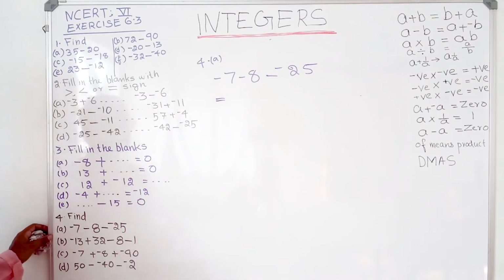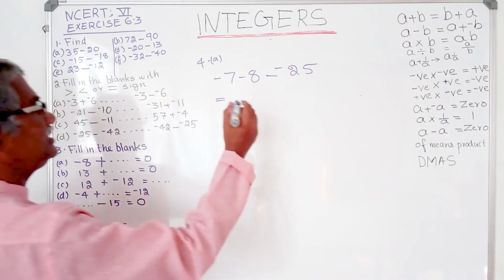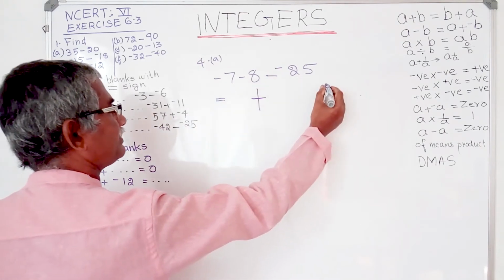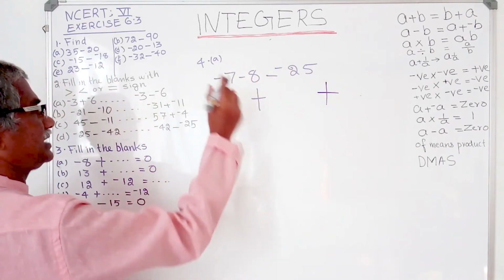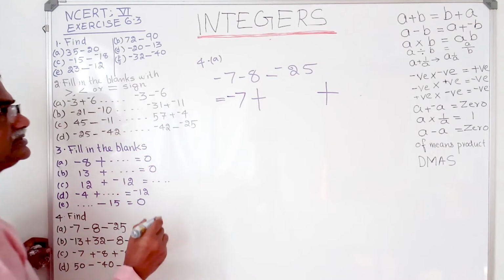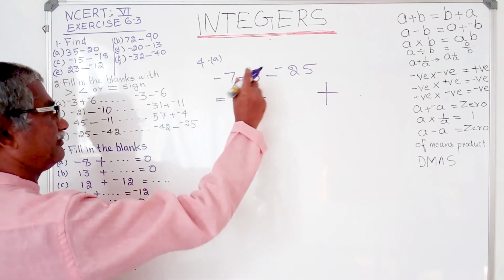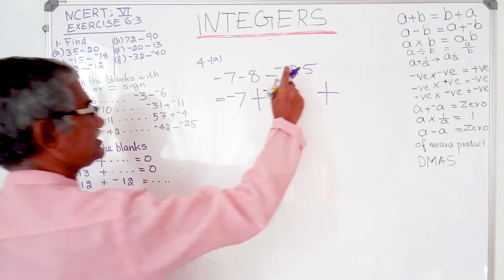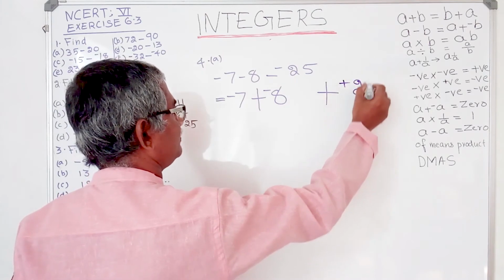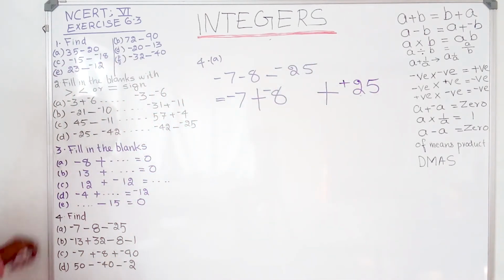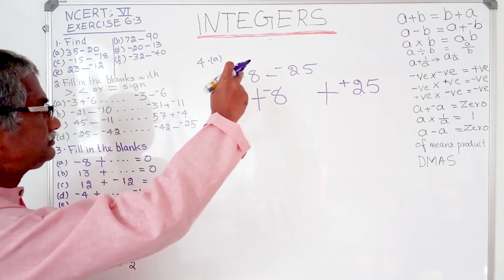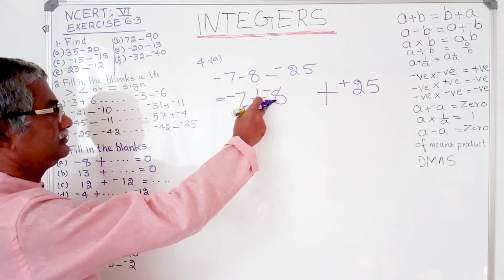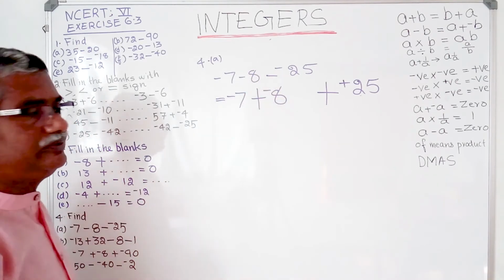First step, change all the subtraction to addition. Here is one subtraction, we can put a plus mark. Again a subtraction, a plus mark. First term, no difference, no change. Second term, 8 is subtracting. To subtract 8, negative 8 is added. To subtract negative 25, positive 25 is added. Okay, listen carefully. Only the number which is supposed to be subtracted is changing, by adding its additive inverse.